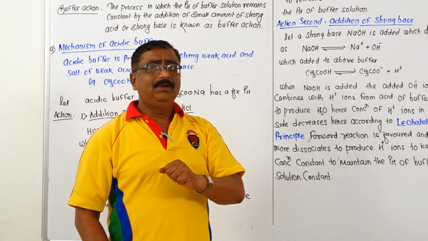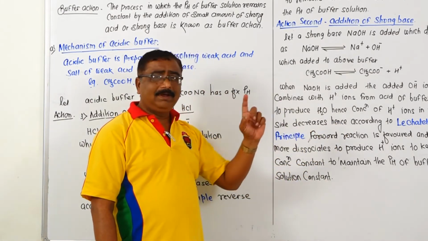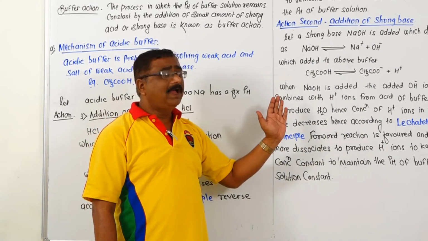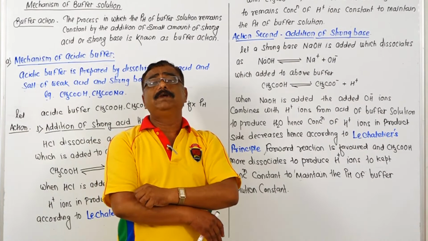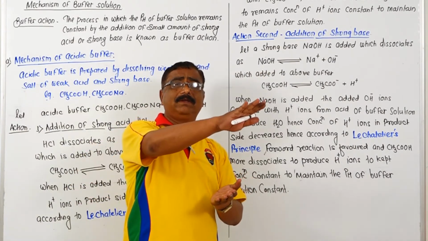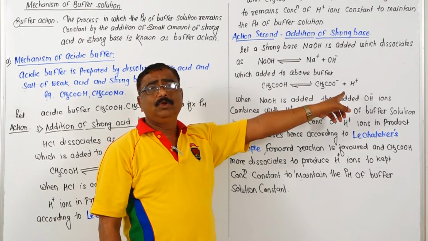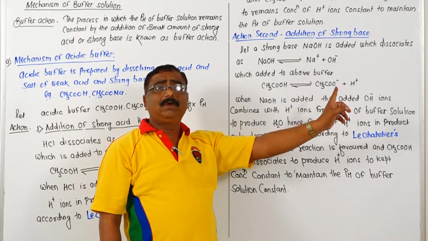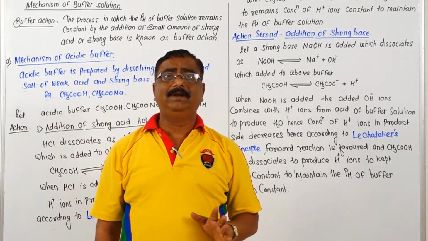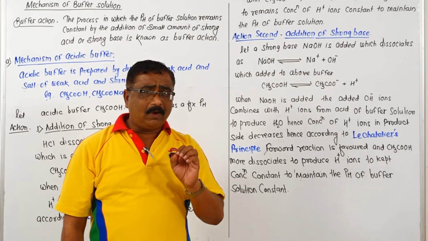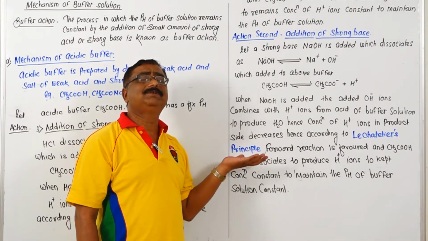And hence, as soon as the forward reaction takes place and a water molecule is produced, this CH3COOH is more and more dissociated in the forward direction and produces H plus ion again. So whatever the concentration of H plus ion, that should remain constant. If the concentration of H plus ion remains constant, pH remains constant.